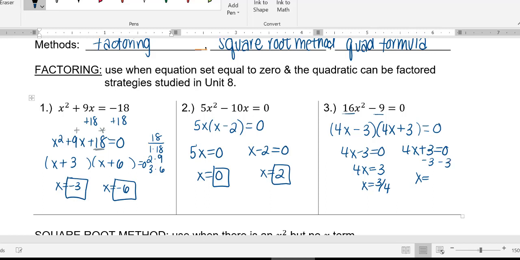Subtract 3, divide by 4, negative 3/4. So those are my 2 solutions.